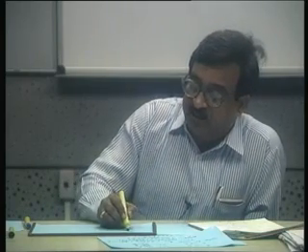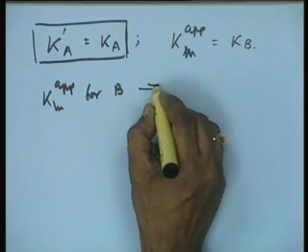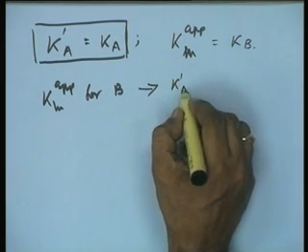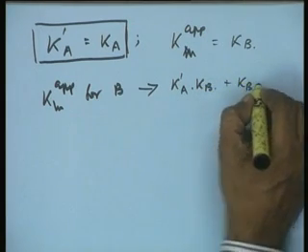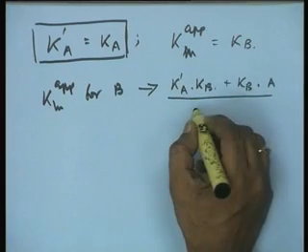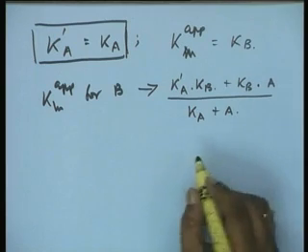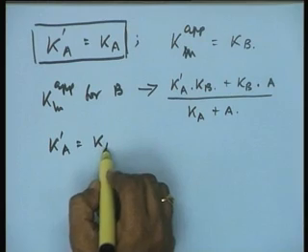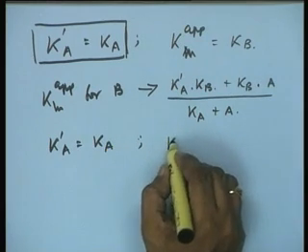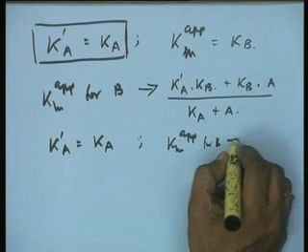And a similar situation will apply if you consider Km apparent for B, which will be equal to K dash A Kb plus Kb into A upon Ka plus A. And again here also you will notice that at K dash A equal to Ka, Km apparent for B will be your Kb.